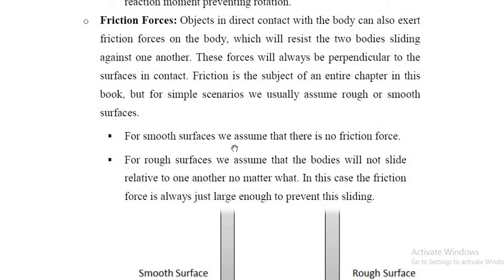So there are some assumptions which can be considered during analysis of the friction force. For smooth surfaces, there will be no friction forces. For rough surfaces, there will be some frictional forces relative to one another. In that case, the friction force is always high enough to prevent the sliding.